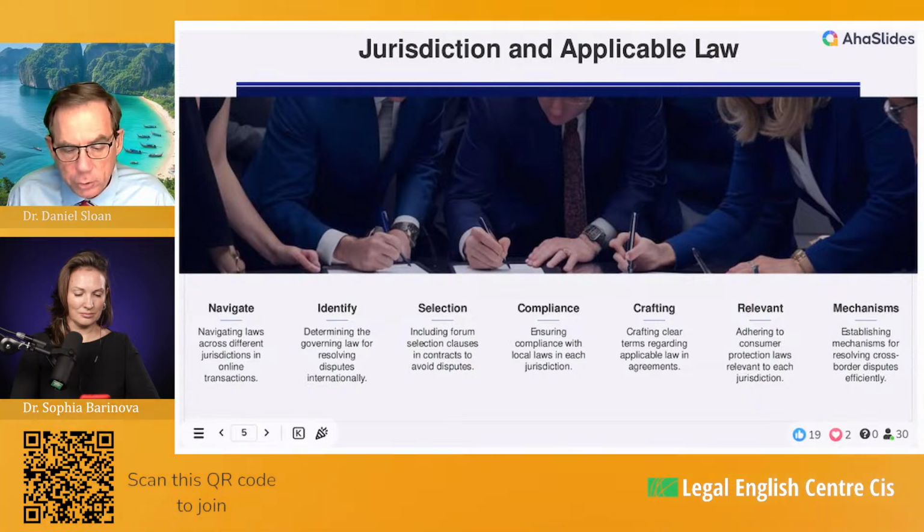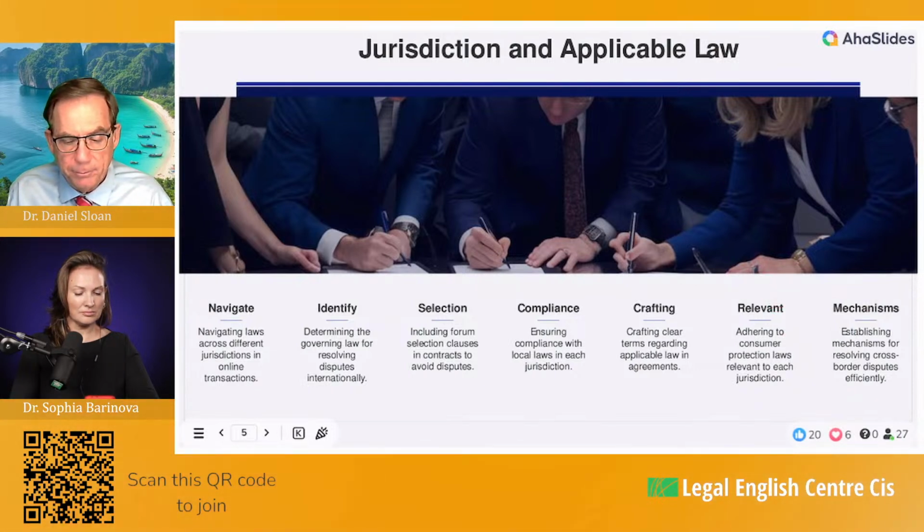Compliance. We want to ensure that compliance is good with local laws in each jurisdiction. We might have an international agreement, but are we going to be able to apply that to a local jurisdiction? So those are really challenging when you're writing a contract. How do we put all of this in there to ensure that we are complying with the local jurisdictions and laws as well? So that's part of what we're looking at.